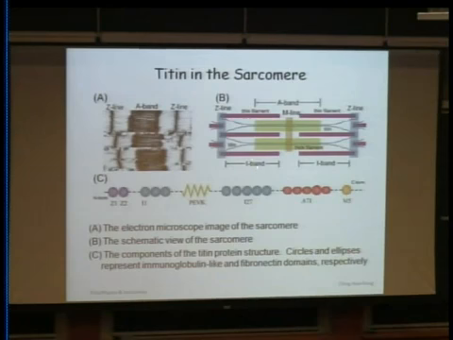Titin is not the one doing the contraction and relaxation. It's the molecular motor, as many of you know. The molecular motor does the muscle contractions and walks on these filaments. And titin is just holding the structure together. There are many, many domains. We're studying one of these, the so-called I27 domains.